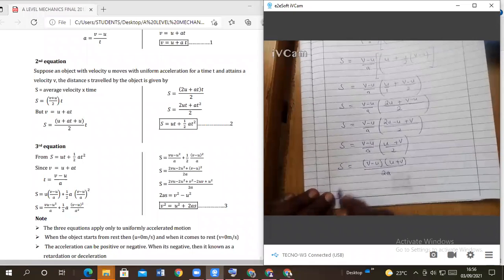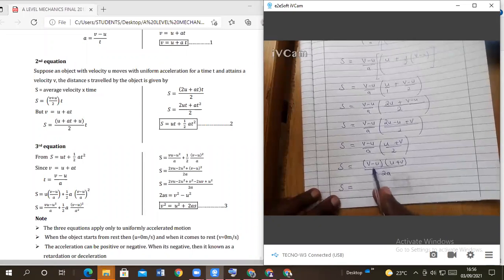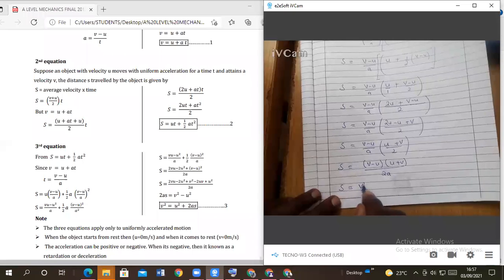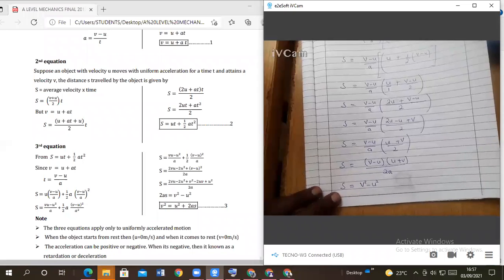You expand this one. When you expand that one, what do you get? You shall get this one. What is this one, members? Is it not difference of two squares? Yes, it's difference of two squares. Let's work it out and see. So it's going to be V squared minus U squared over 2A. This is over 1.